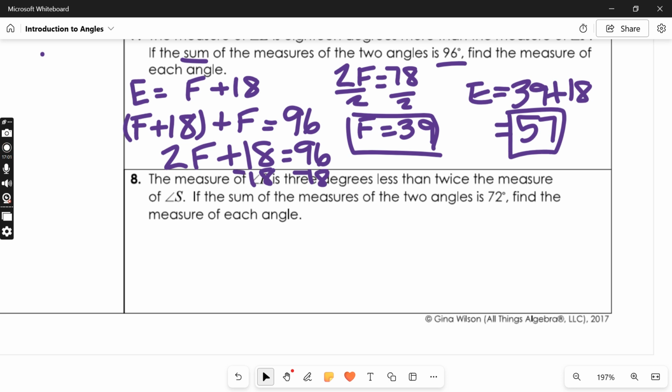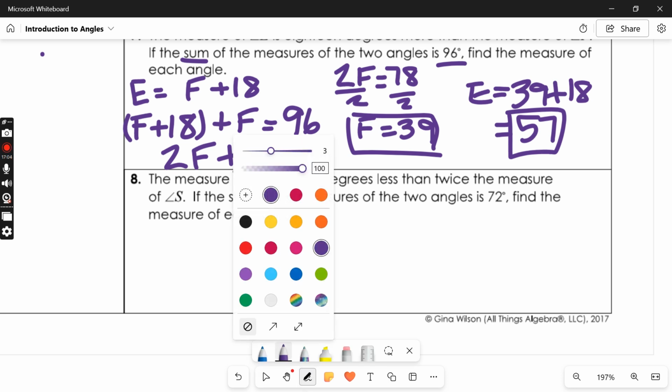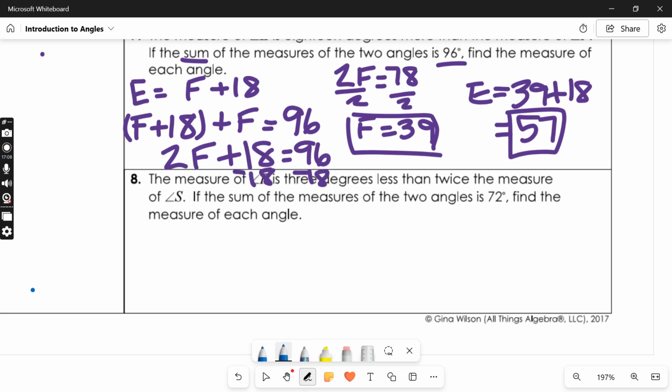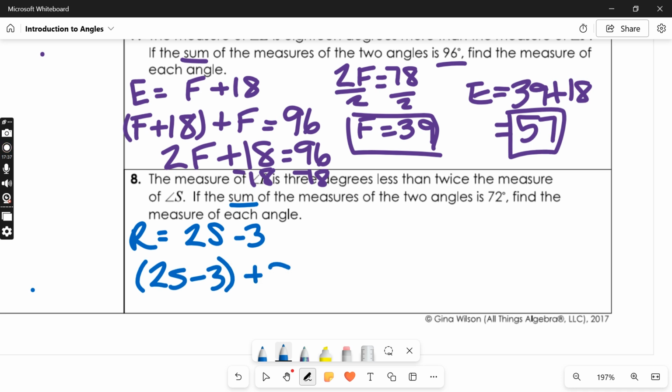Last one. The measure of angle R is 3 degrees less than twice the measure of S. Okay, R is 3 degrees less. That means we're subtracting 3 from something, then twice the measure of S. So that would be 2S. If the sum, okay, so sum again, so we're going to say 2S minus 3, so this is R, plus S is equal to 72.